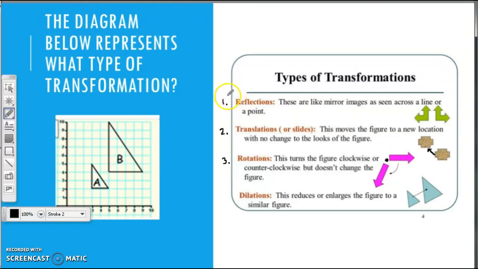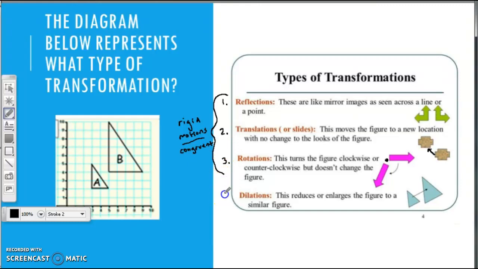Now, those 3 types of transformations are what we call rigid motions. And you may remember that that means that they produce congruent shapes. They're the same size and the same shape as the original.